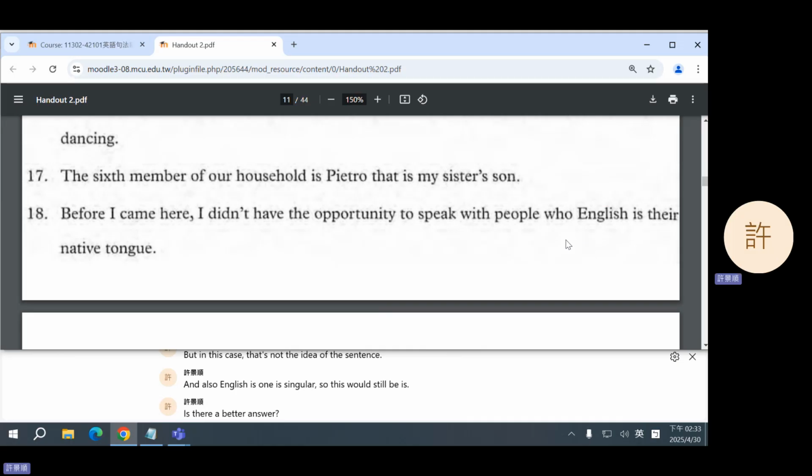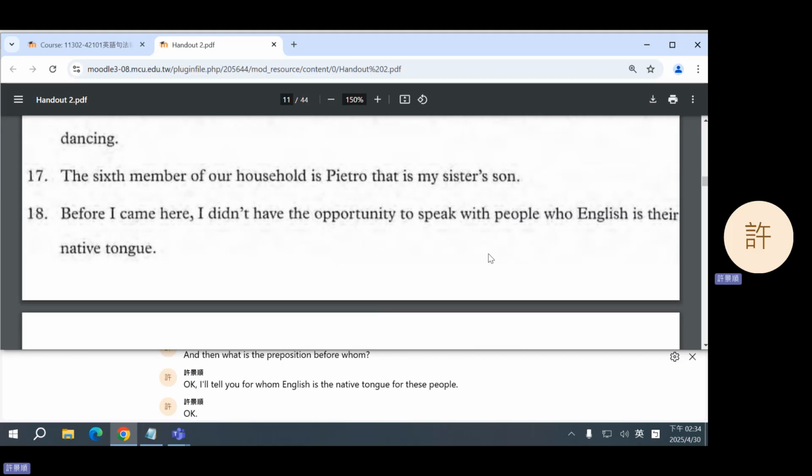What if we use a preposition? No, okay, so this would still be related to people, right? So this would be "whom." Yeah, "whom." And then what is the preposition before "whom"? Okay, I'll tell you. "For whom." English is the native tongue for these people. Okay?